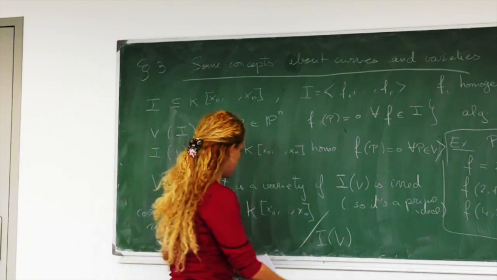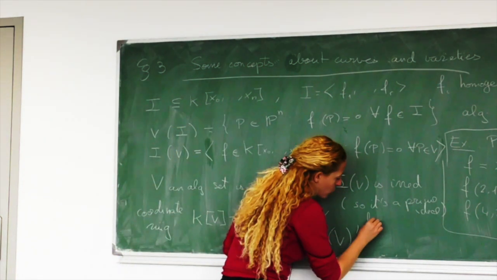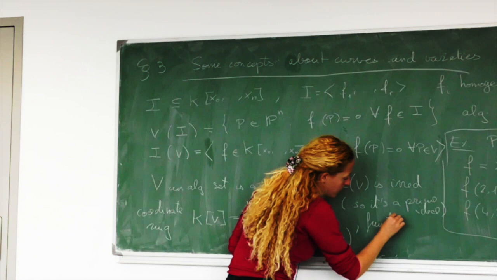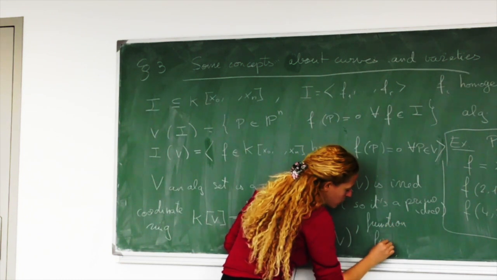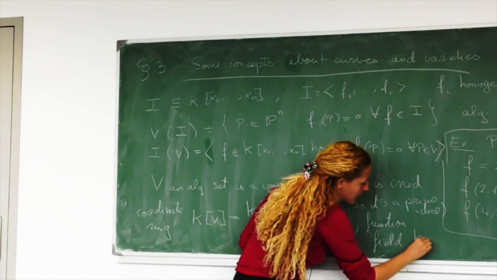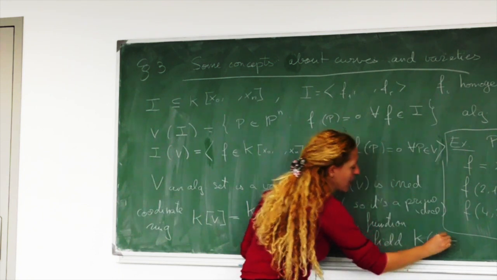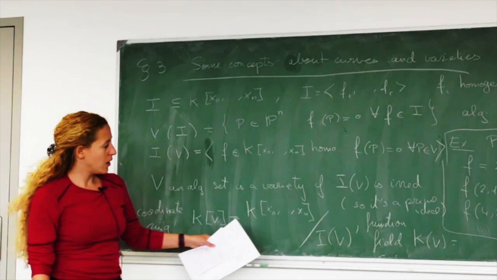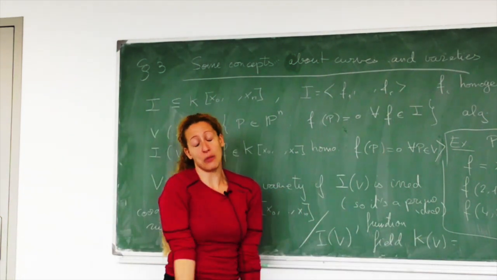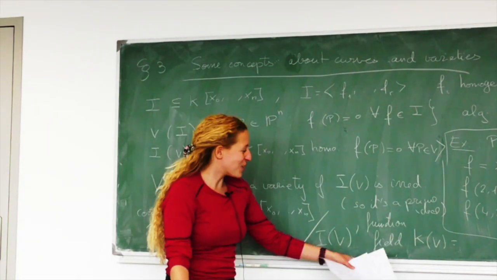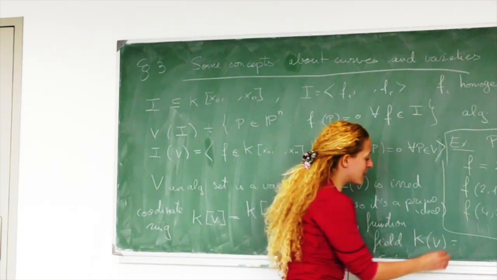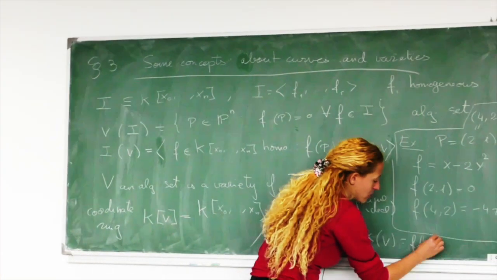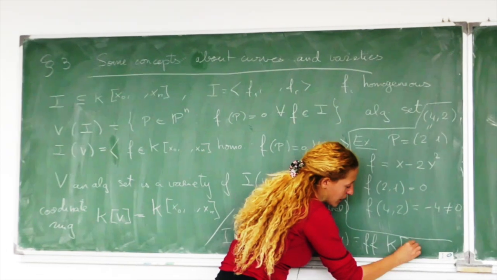Once we have the coordinate ring, we can also define the function field. So what is the function field? The notation is almost the same as for the coordinate ring, and that's because it's almost the same thing. So this is just a field. We get the field of fractions of the coordinate ring.